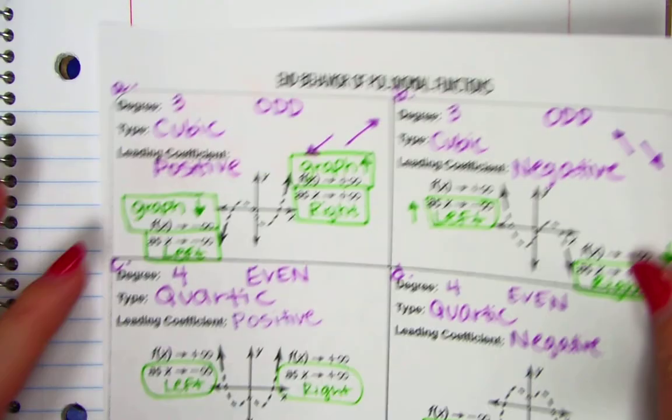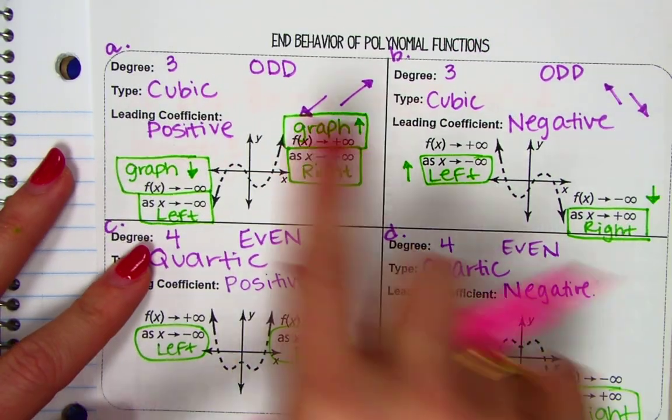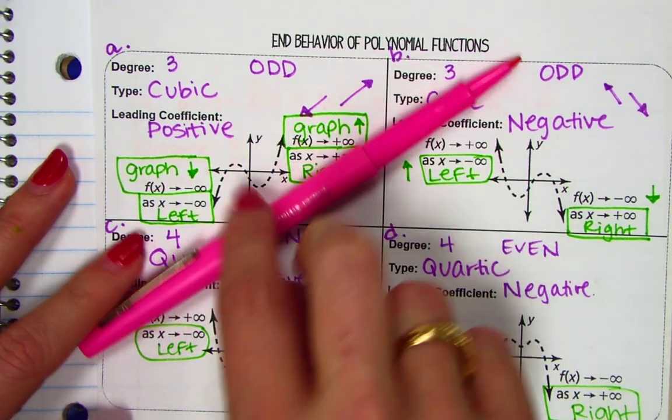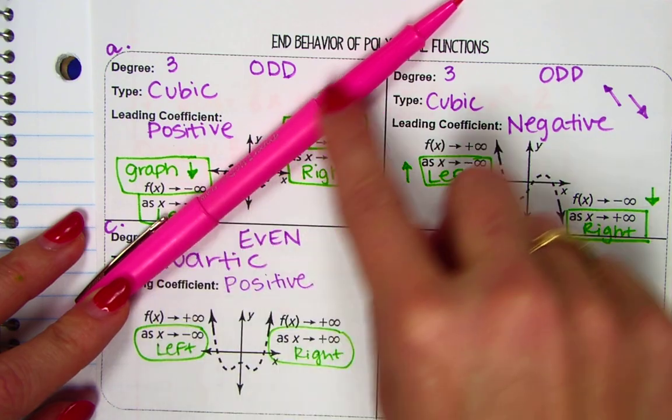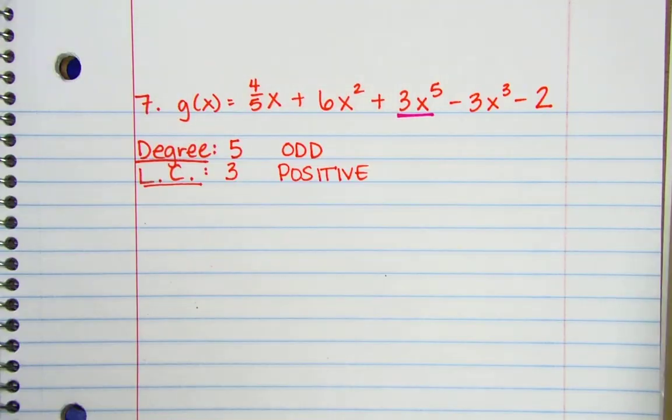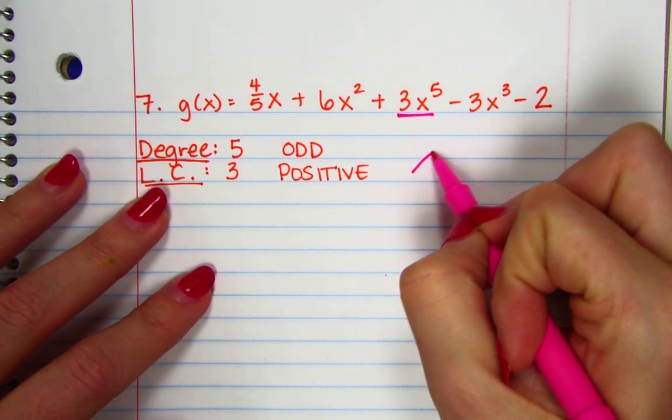Okay, so again, I'm going to look back here. Odd positive is just like this one. Okay, it's positive. It's going to go like this. The left-hand side is going to be going down. The right-hand side is going to be going up. So it'll go like this.